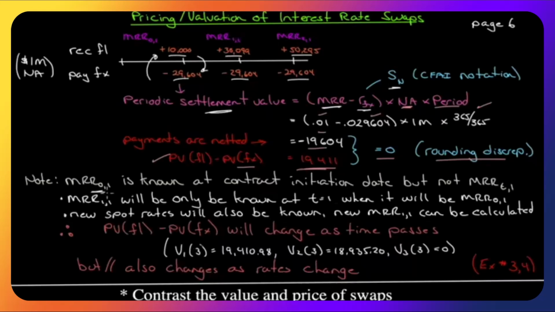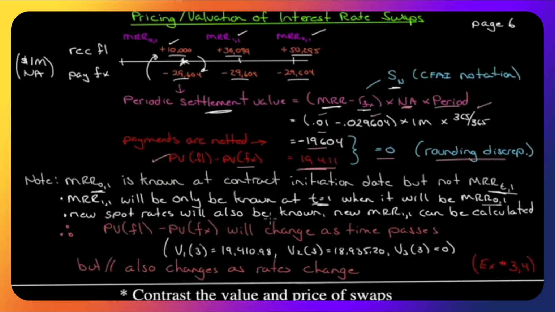Note, MRR01, this rate over here, is known at contract initiation date, but not all the other ones. We won't know what the floating rate is. We'll know what the implied forward rate is, but we won't actually know if the real interest rate will be equal to the implied forward rate until we get to this point in time. At this point in time, this becomes the new MRR01, and we will know it for sure. This will become the new MRR11. We won't know it yet. So, MRR11 will only be known at t equals 1 when it will be the new MRR01.